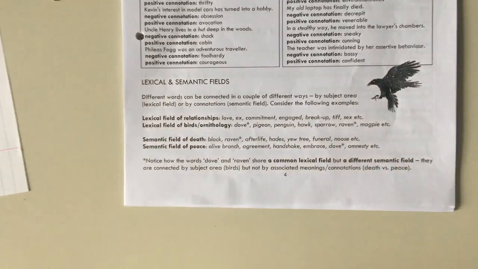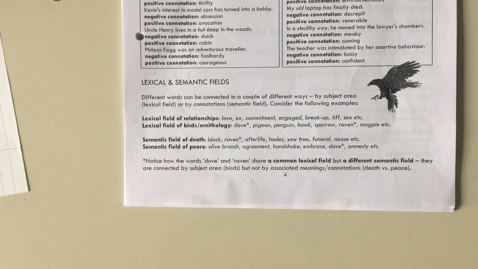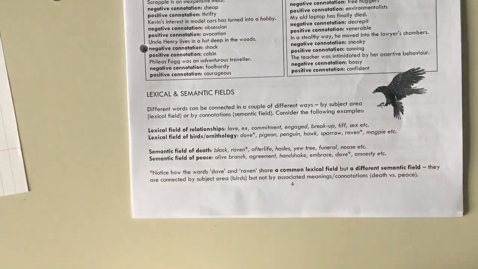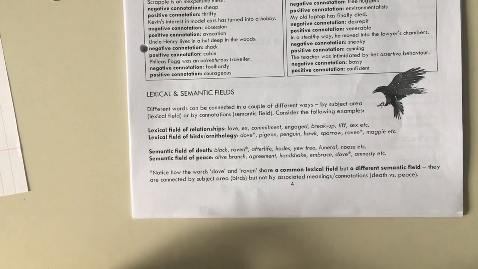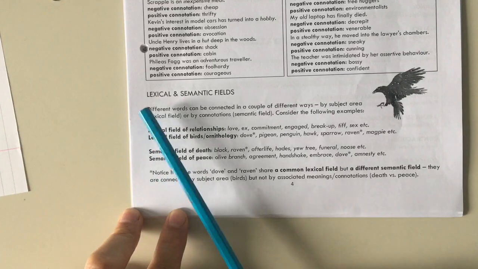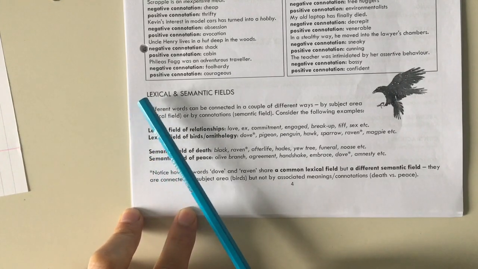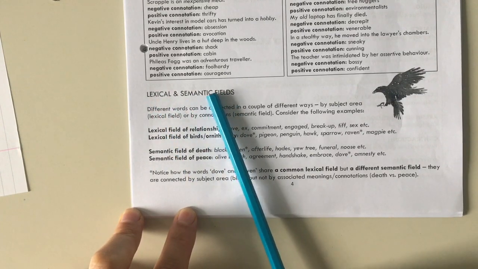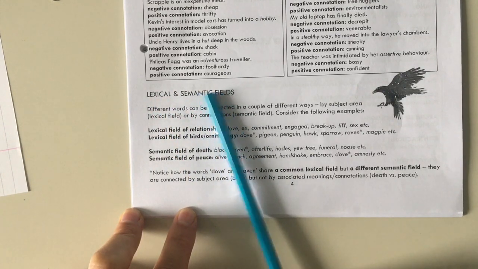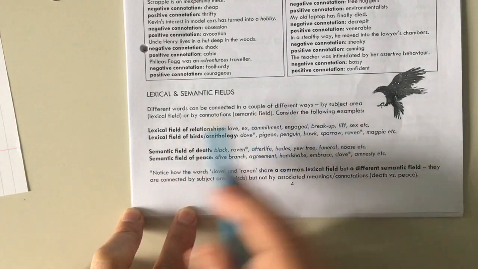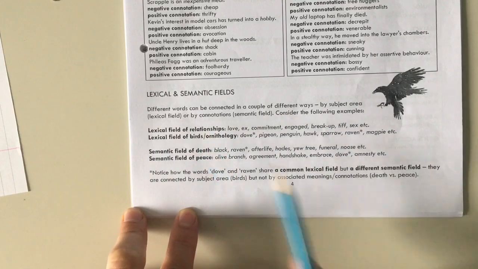Then we're on to some stuff that you might know already. We have lexical and semantic fields, one of the things that we're looking at in English language. Now, these can be used interchangeably, but essentially the difference is that lexical fields are connected by subject area. They come from a similar subject, whereas semantic fields are words that are connected by connotations. So once you understand connotations, you can understand semantic fields. So let's have a look at the examples that we can see and try and make sense of them.